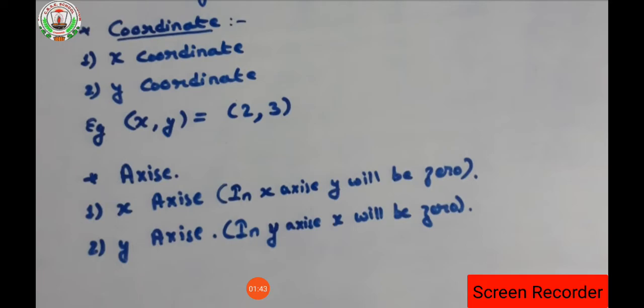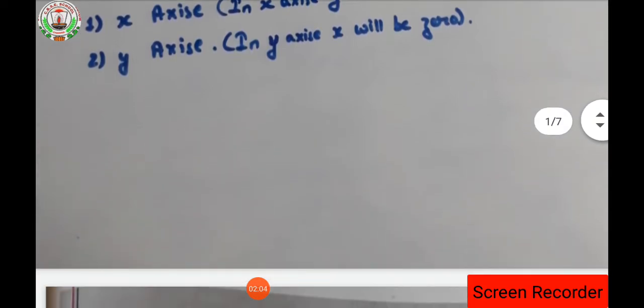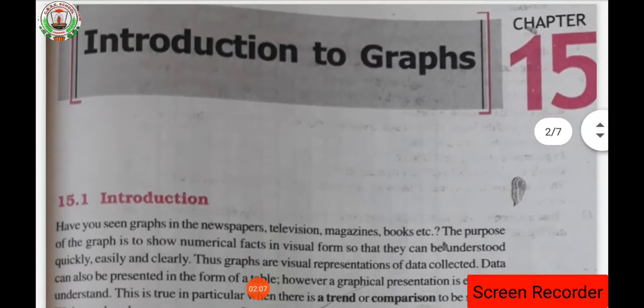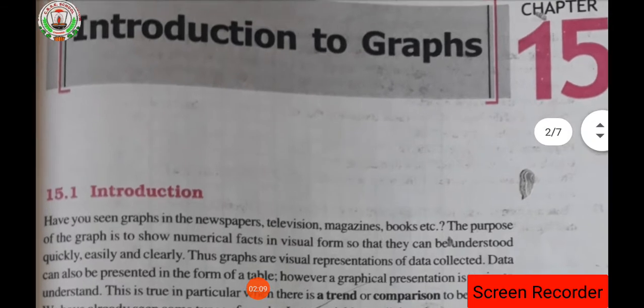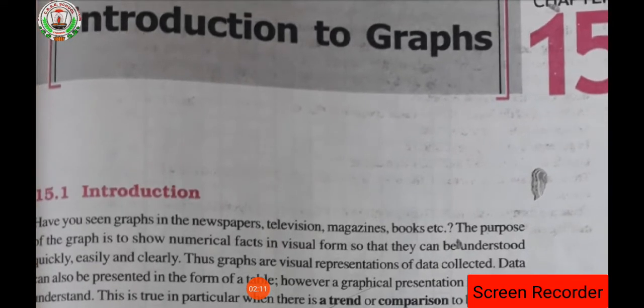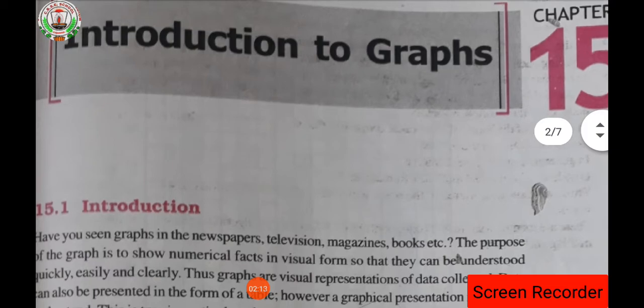Now what about axes? Everybody knows that there are two types of axis. The vertical axis is the y-axis and the horizontal axis is the x-axis. But you have to remember that on the x-axis the value of y will be 0, and on the y-axis the value of x will always be 0. Clear? Now let's see one by one the explanations of the graphs. We are going to start chapter 15, explanations of the graphs.